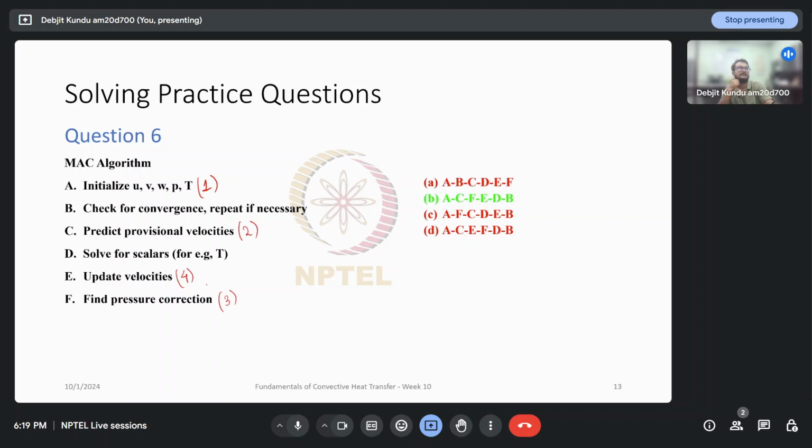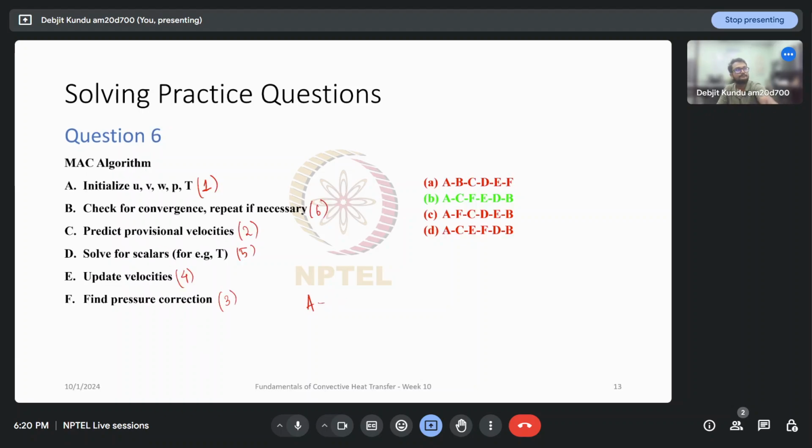Then once you have the velocities, then you can solve for the scalars. That is step 5. And ultimately you have to check for convergence and repeat. You have to keep on repeating this cycle of steps until you reach the tolerance level for error. So check for convergence is where you calculate the error and check whether the error is lower than your tolerance or not.